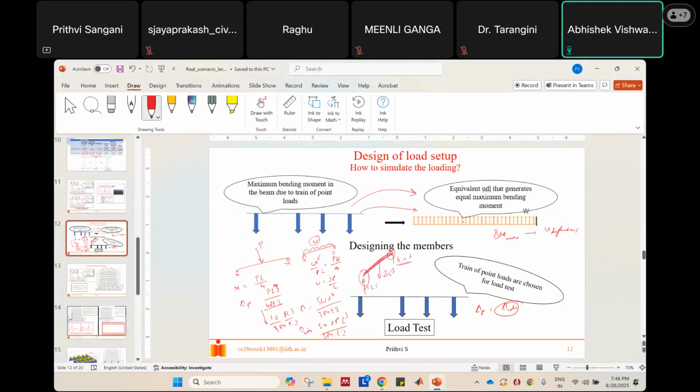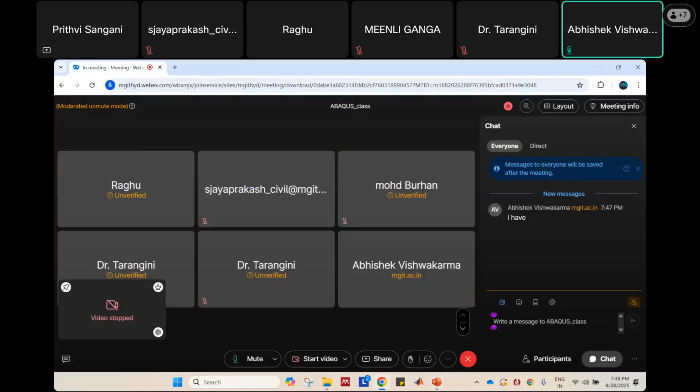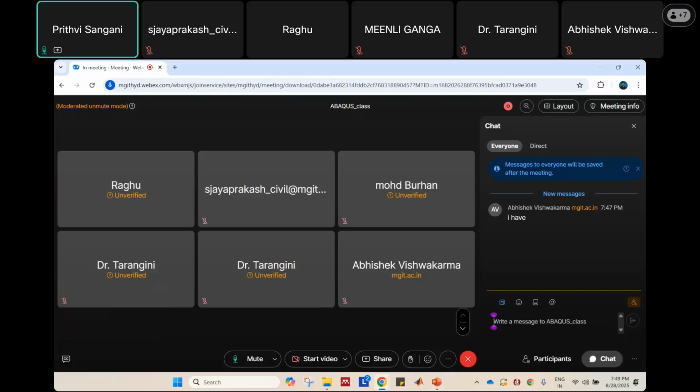Okay, I understood now. I was thinking maybe 25 on each side. No, that will be too high. Then it is like 50 tons. Yeah, that's what I wanted to ask, whether it is 50 or 25. No, it's 25. It is 25.